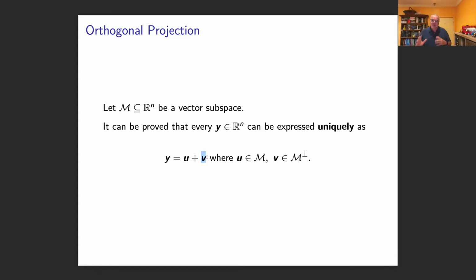But it's really, really cool because it basically means we can take any vector and split it into two parts. The two parts are orthogonal to one another. One in my subspace, one in the rest.